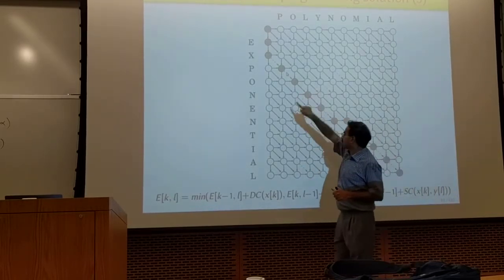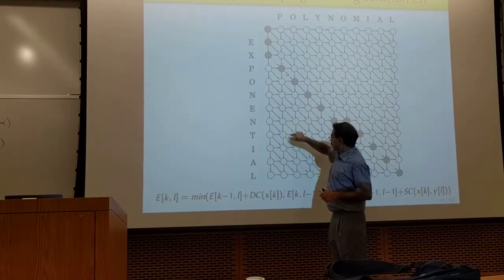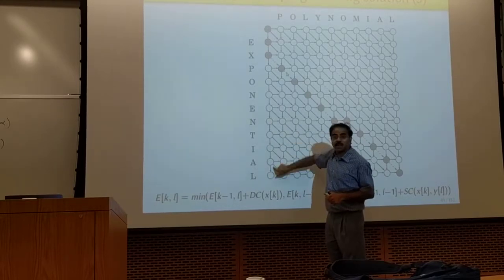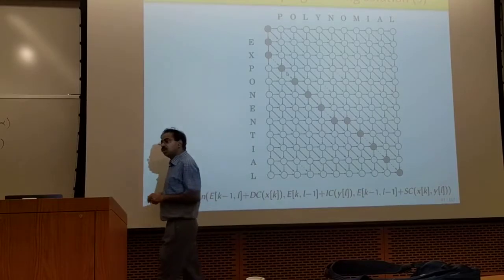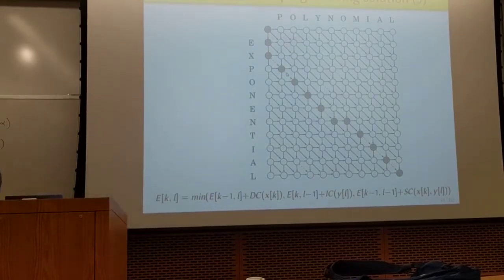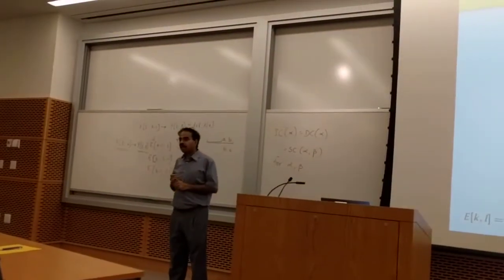So you can compute the first column, then you compute the second column. When you compute the third column, you can reuse the storage that you already assigned for the first column. So in fact, you can do with storage of O of m plus n.